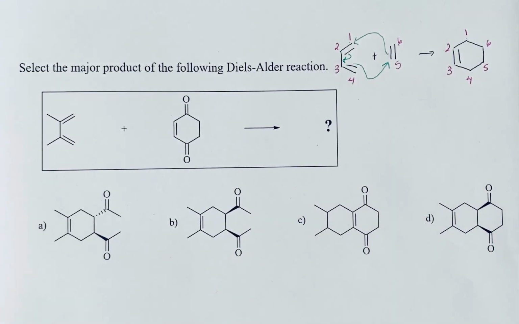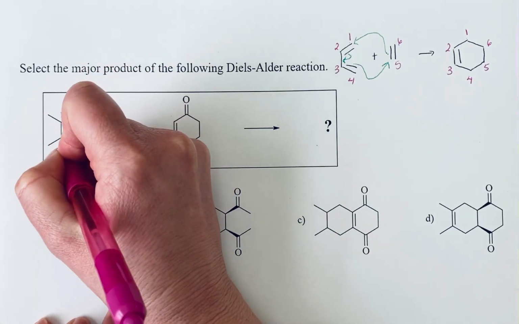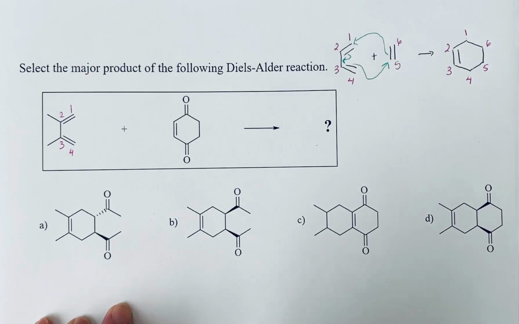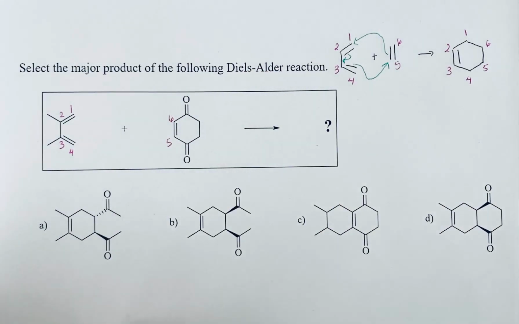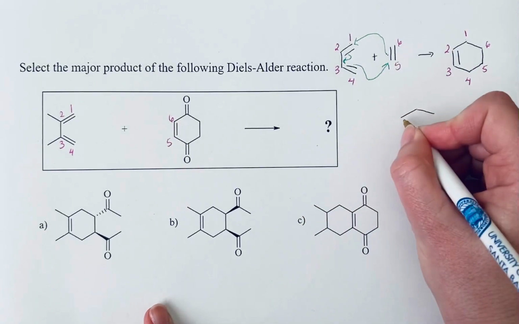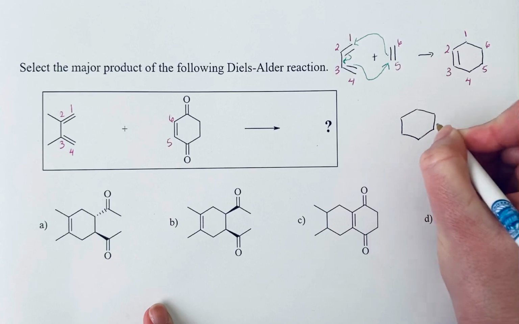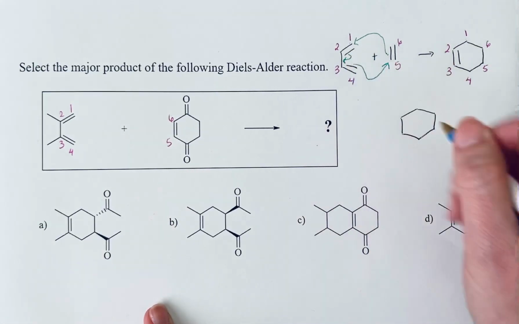So if we're trying to draw a Diels-Alder product, I would find the diene and label it carbons 1 through 4. Find the dienophile and label that carbons 5 and 6. In drawing the product, first draw this framework. If we follow these arrows, we're always going to end up with a pi bond between carbons 2 and 3.